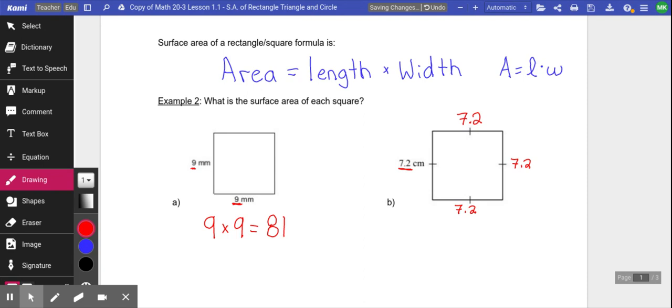To do area, it's length times width. So 7.2 times 7.2. Sometimes people will do 7.2 times 7.2 times 7.2 times 7.2 because there's 4 sides, right? But you only have to do one length, one width, then you're good. If you throw that in your calculator, I don't know what you get. 7.2 is a hard number. 51.84.